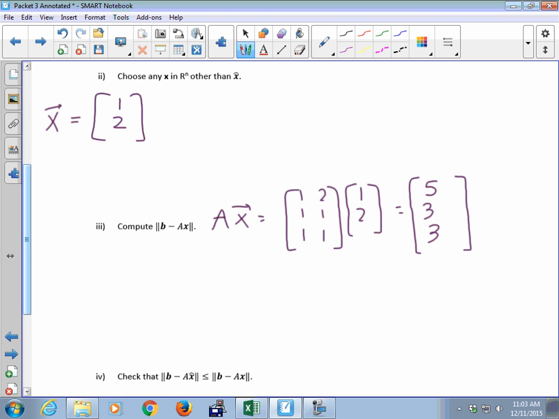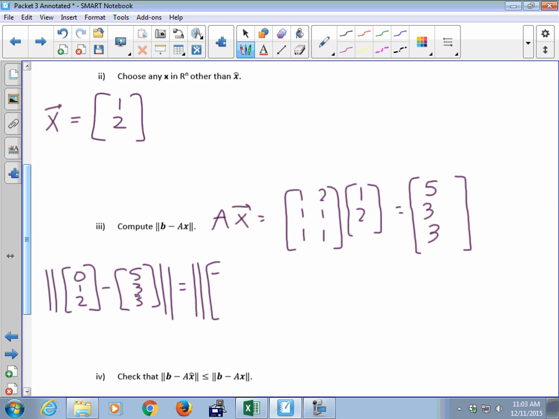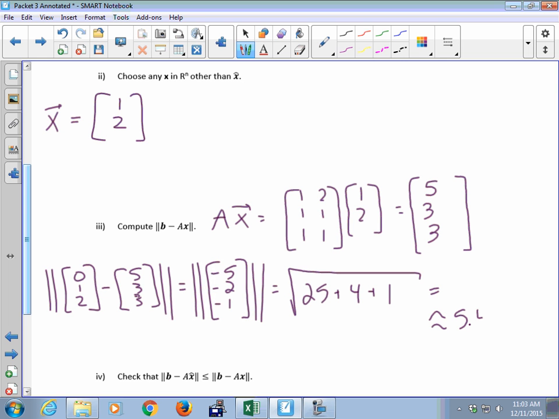Now I need to take the length of b minus Ax. b is (0, 1, 2) and Ax is (5, 3, 3). So I need the length of (-5, -2, -1). That is 25 plus 4 plus 1, which is root 30, approximately 5.477.